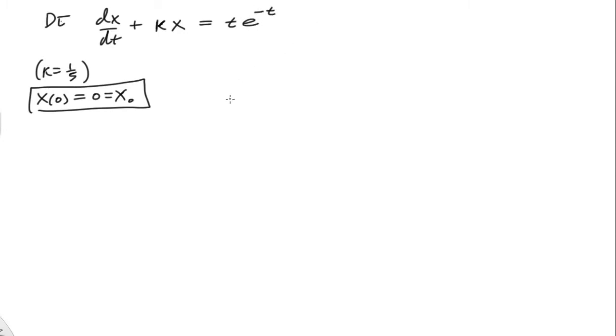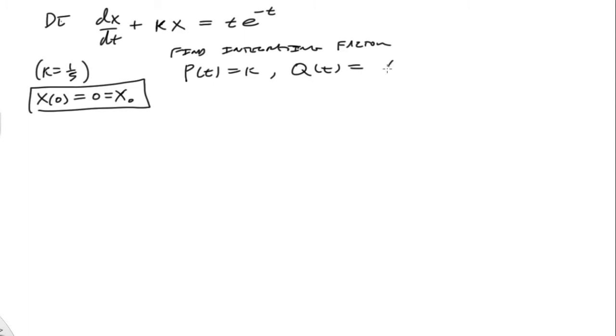Okay. All right, so we can solve this equation using a first-order linear method. So what we're going to do is, of course, find the integrating factor. Okay, so of course we see P(t) is just equal to k, and Q(t) is equal to t e^(-t). All right, and rho(t) is always going to be equal to e to the integral of k dt, which is equal to e^(kt).